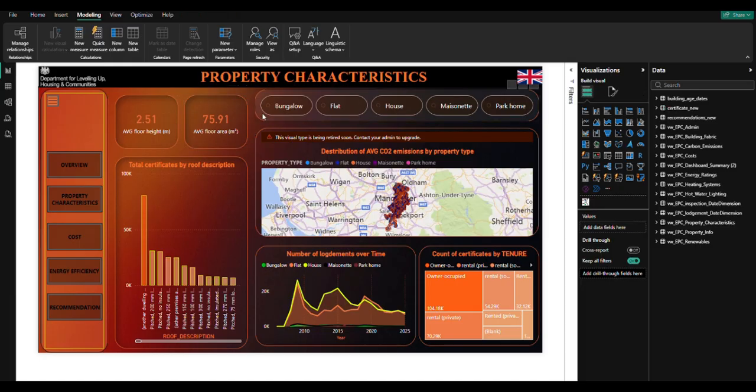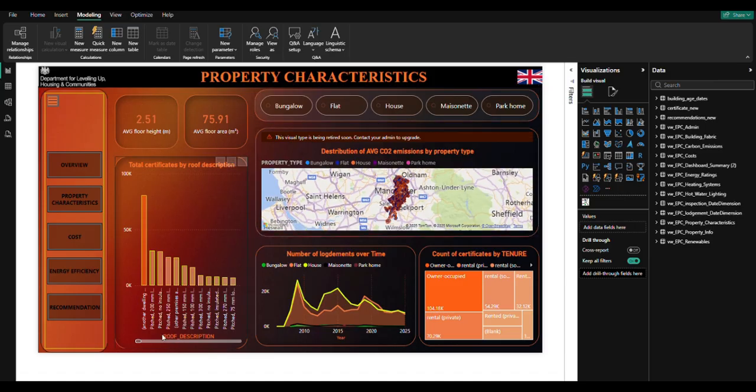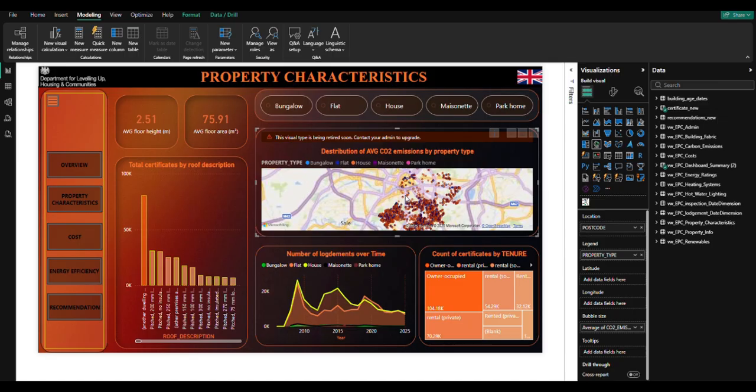Also, we can see the buttons to filter by property types as your preference. The large bar chart illustrates total certificates by roof description. This visualization helps us to understand the variety of roof constructions with the number of certificates in Manchester based on the different property types.